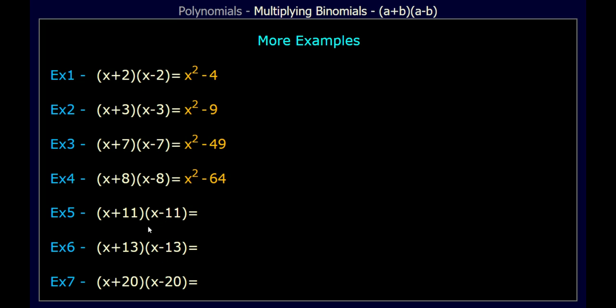Now, some of you probably don't know these. You may not have these memorized. And I certainly have a lot of things not memorized, but I do know that 11 times 11 is 121. So that's x squared minus 121. And then I'm going to have 13 times 13. So it's going to be 169. And finally, 20 times 20 is 400. So that's going to be x squared minus 400.